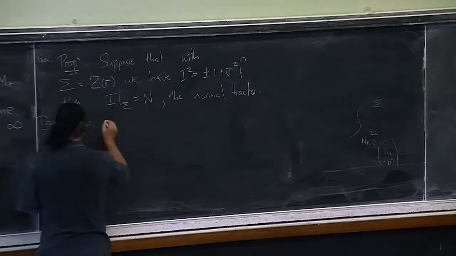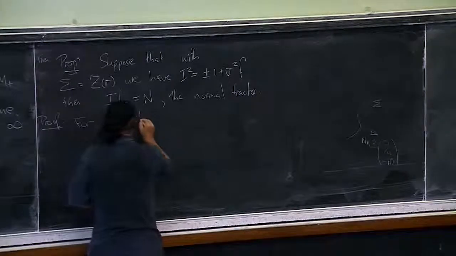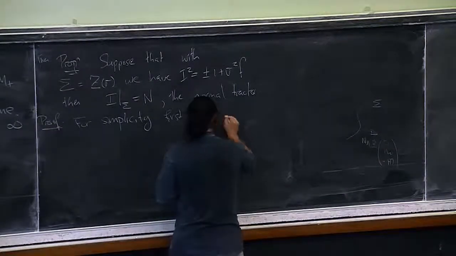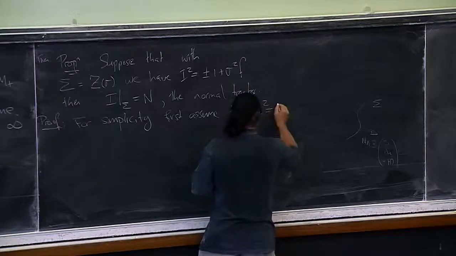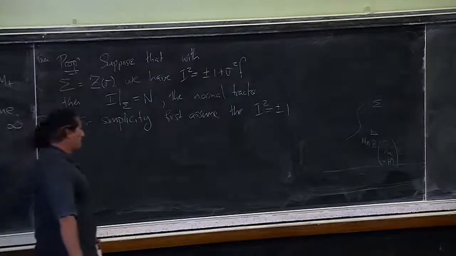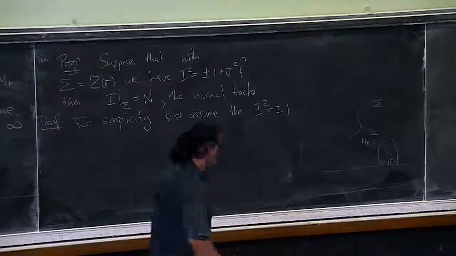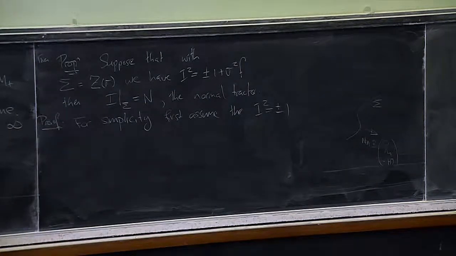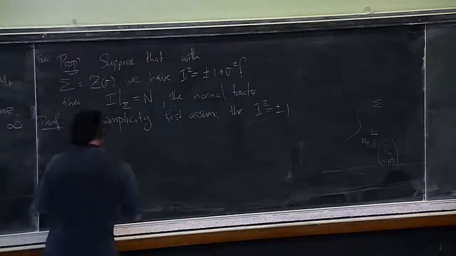Let's, for simplicity, first assume that we just have I squared equals plus or minus 1. This is to say that if we were to make that assumption, then we would be saying that the scalar curvature was just constant on the bulk, on the interior, in the scale. G plus, as always, is given by sigma to the minus 2 times the conformal metric. So that's what's linking these things together.